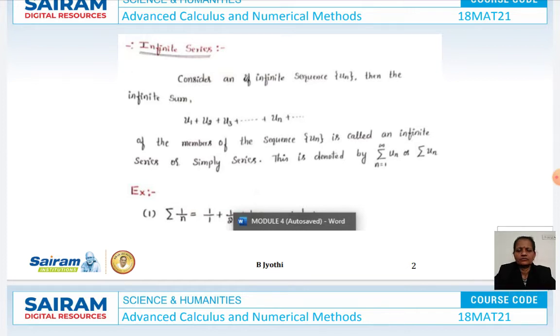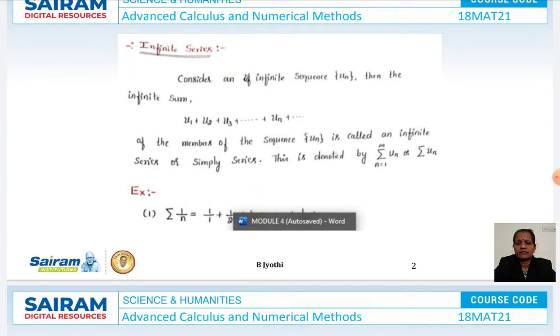First, let us know what is the infinite series. Consider an infinite sequence, that is un, then the infinite sum, that is u1 plus u2 plus etc. plus un of the members of the sequence is called infinite series or simply series, and this is denoted by summation un.